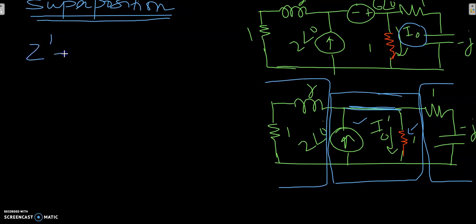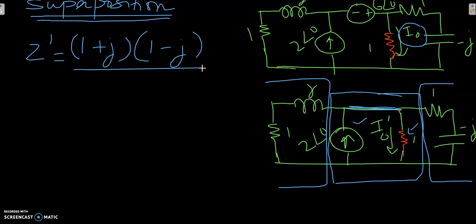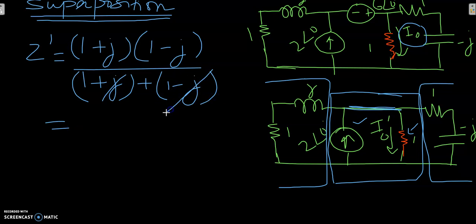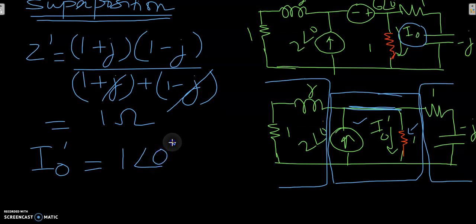So Z dash will be equal to 1 plus j times 1 minus j divided by 1 plus j plus 1 minus j. So j gets cancelled. So finally, if you calculate it, you will get this equal to 1 ohm. So that means I naught dash will be equal to 1 angle 0 degrees. Why?